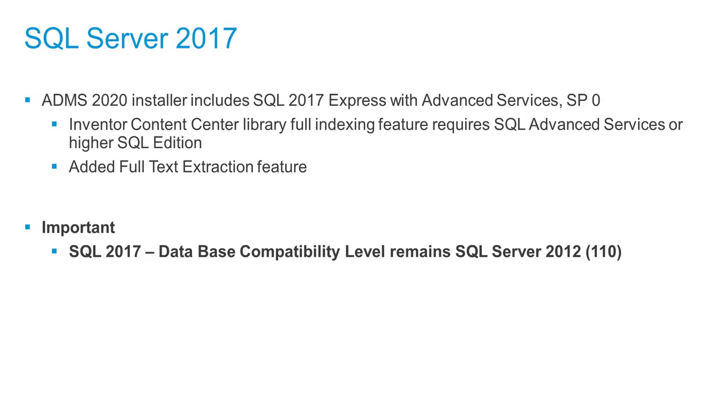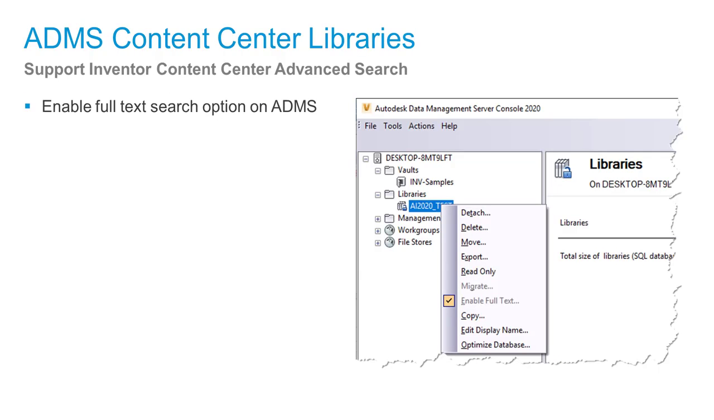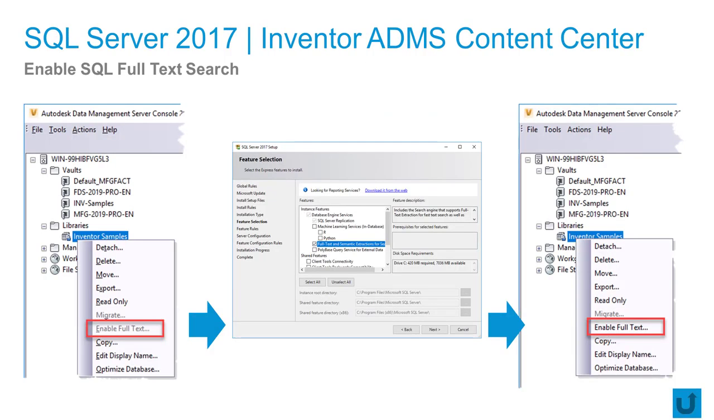What is important to remember? SQL 2017 database compatibility level remains on SQL Server 2012. Full text feature is used for Content Center libraries, so advanced search can be used in Inventor. Here's how you identify if it's enabled or not. If you see this feature in gray in ADMS console, here's how you would remove the gray button from Enable Full Text if you do install SQL Server yourself or add the feature to your SQL Server installation.